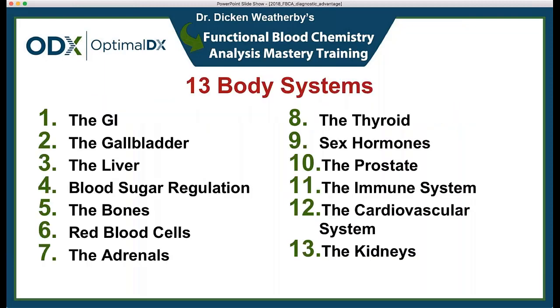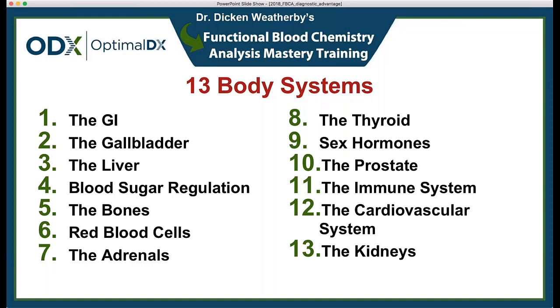So these are the 13 body systems, and these are organized in somewhat of a functional hierarchy. Doesn't mean that the gastrointestinal system is much more important than the kidneys. What it means is that if you're going to be looking at the body, if you deal with things at the GI and the gallbladder and the liver level and blood sugar dysregulation level, you might find that some of these other systems start to clean up as well. So these help us look at these various different organ systems.